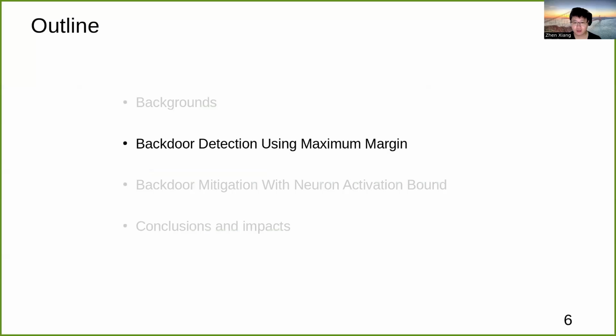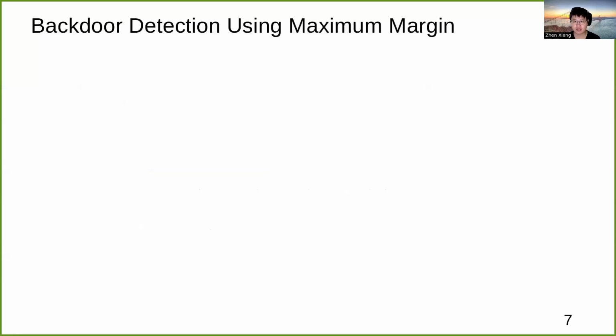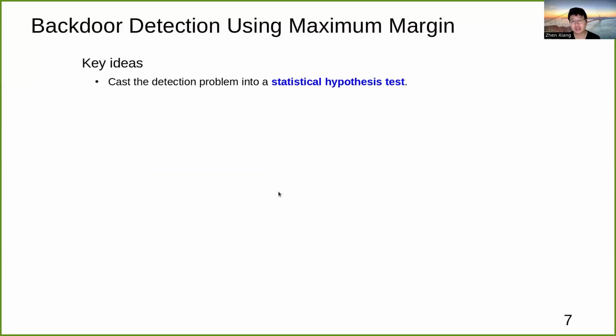So first, I'm going to talk about our backdoor detection approach using our novel maximum margin statistic. The key idea of our approach is to cast the detection problem into a statistical hypothesis test. For a statistical hypothesis test, we will use some significance level instead of some hard threshold on statistics, which may not be scalable to other datasets or models. And we want to leverage a general hypothesis independent of the trigger type.